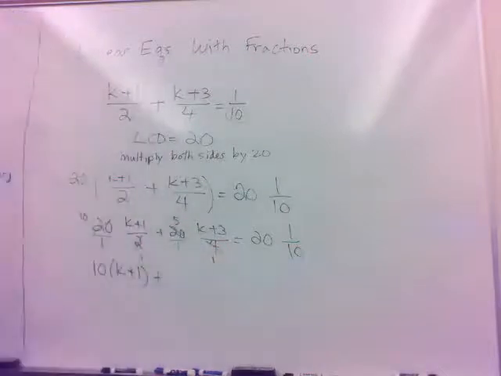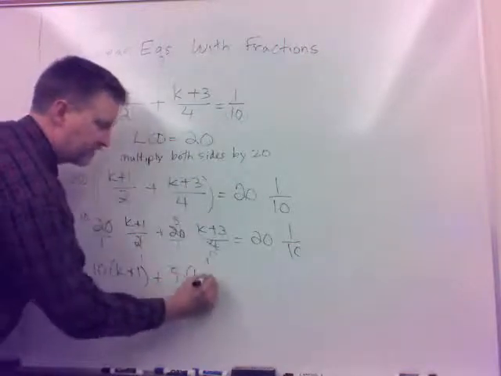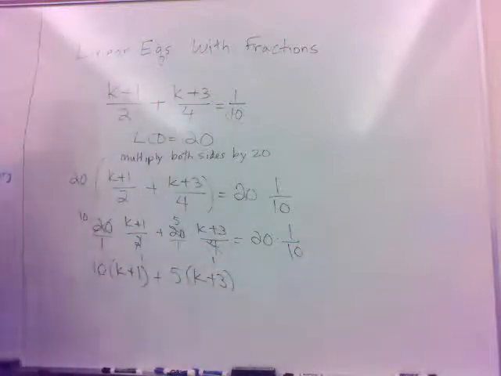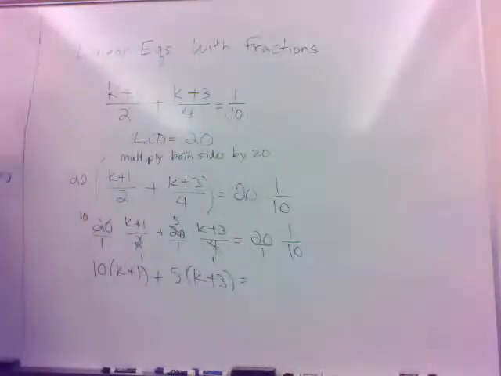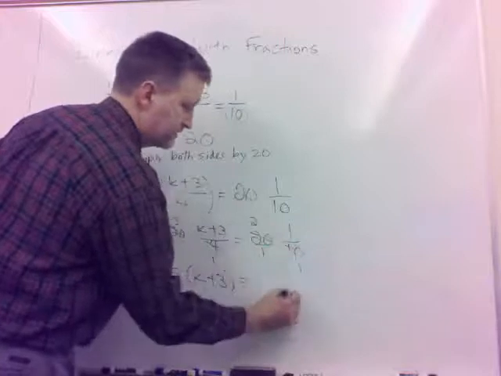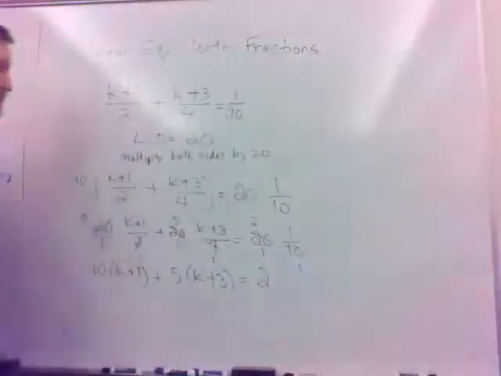20 reduces by 4 to 5, and of course 4 reduces by 4 to 1. So what does that leave me? That leaves me 5 times K plus 3, which I will have to distribute the 5 there. And then last but not least, over here on the left side, I've got 20 over 1, so I can reduce those by 10s. 2 and 1. 2 times 1 is 2.